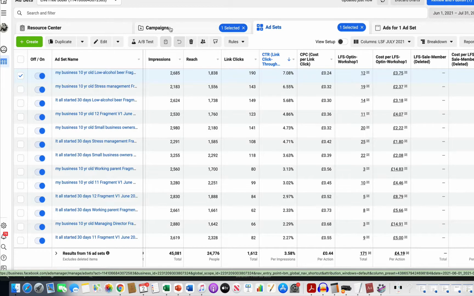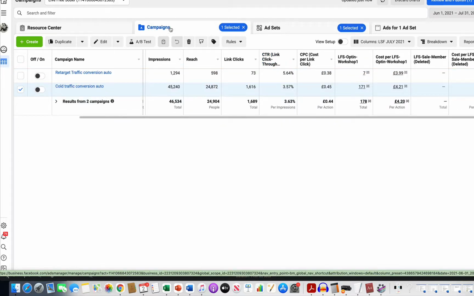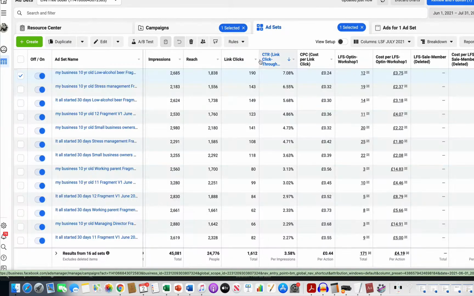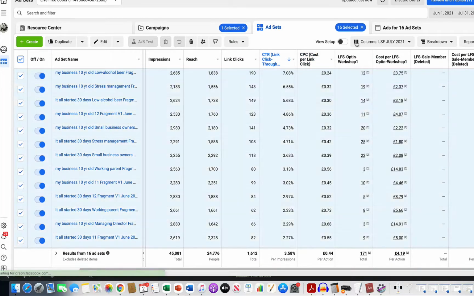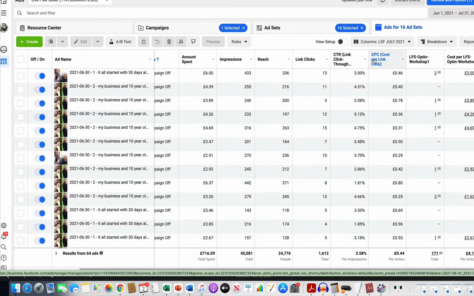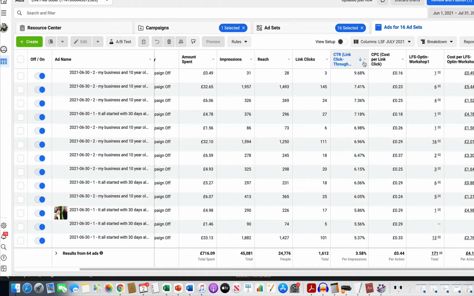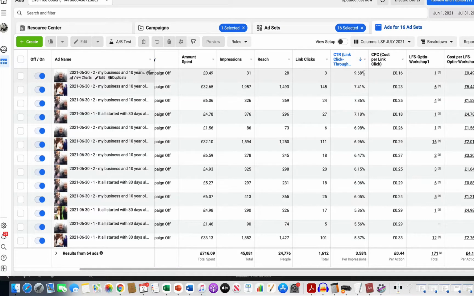So what I'll do is go to the ad sets. You can see the click-through rates here. Then if we click on all the ads, there's a lot of ads running in this campaign, 64 ads altogether. What the column we're looking at is here. If we sort by click-through rate, the highest click-through rate is nearly 10% on that ad.